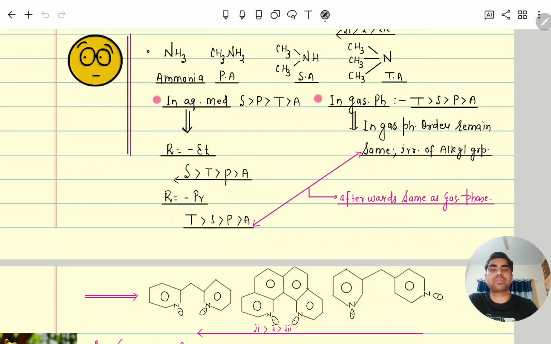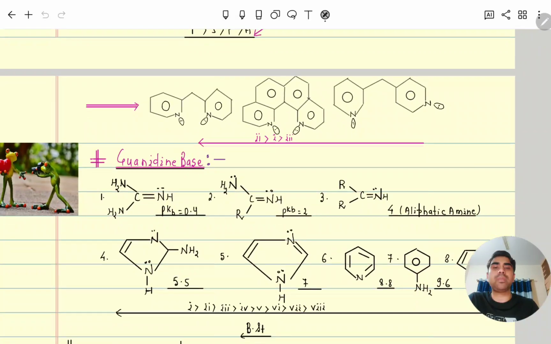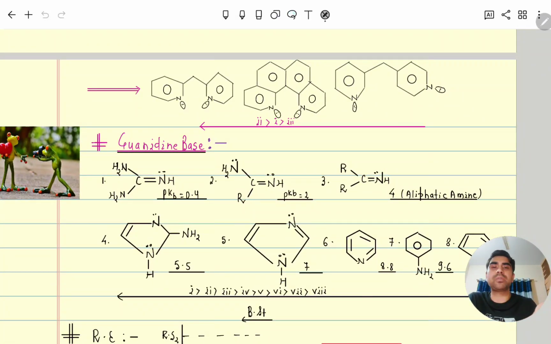Clear? Next, here you can see the basic strength. Already we discussed that basic strength will be higher for this one, because it cannot rotate, whereas here chelation will happen but it can rotate.